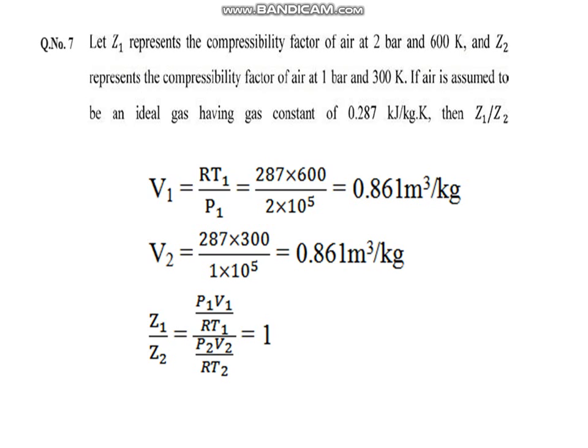Then V1 equal to RT1 by P1. Substituting all values in this equation, V1 equal to 0.861 meter cube per kg, and also V2 equal to 287 into 300 by 1 into 10 power 5. So V2 equal to 0.861 meter cube per kg. So Z1 by Z2 equal to P1V1 by RT1 by P2V2 by RT2 equal to 1. So the correct answer is 1.